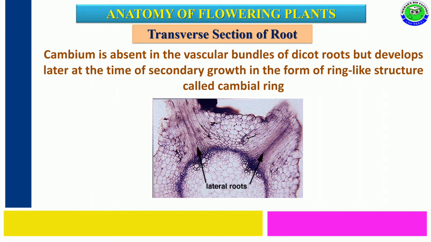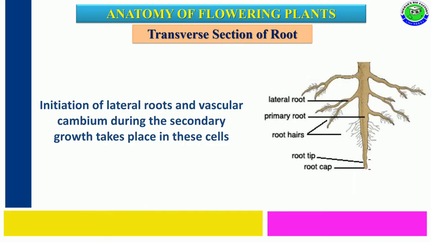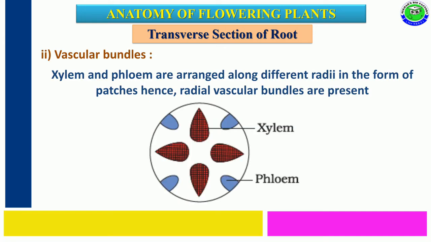At this time, the cambium can form in the form of a ring. It is called cambium ring. Along with that, the pericycle has one more very important function. Due to divisions in pericycle cells, it can produce lateral roots. Along with that, vascular cambium can be produced by pericycle to perform secondary growth.